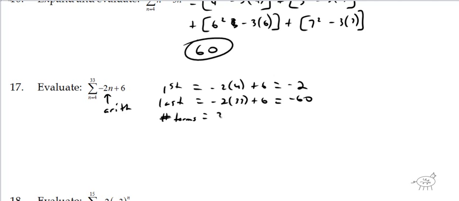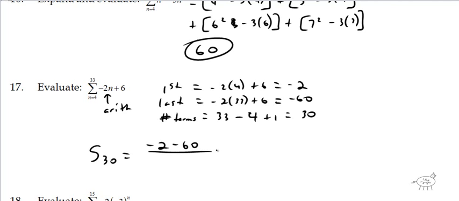And number of terms, remember, is 33 minus 4 plus 1. Got to always add that 1 in there. So that gives us 30 terms. And then it's easy. S sub 30 equals the first, negative 2, minus 60, so it's plus the last term, over 2, times the number of terms. So our answer for S sub 30 is negative 930.